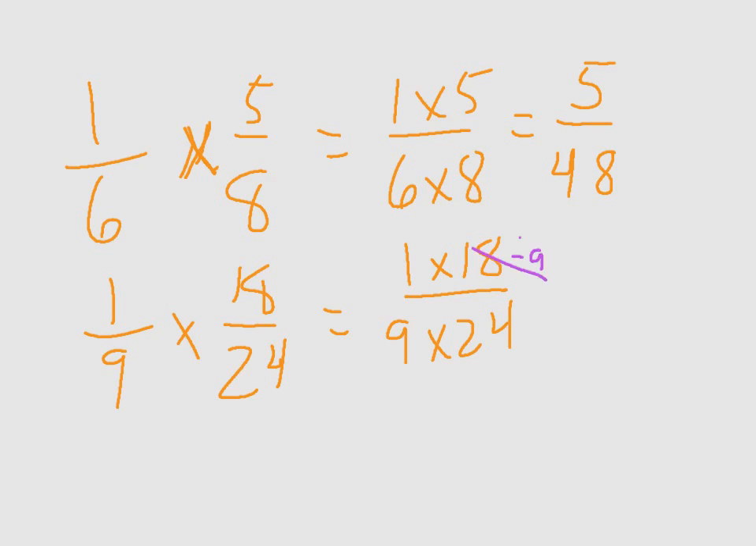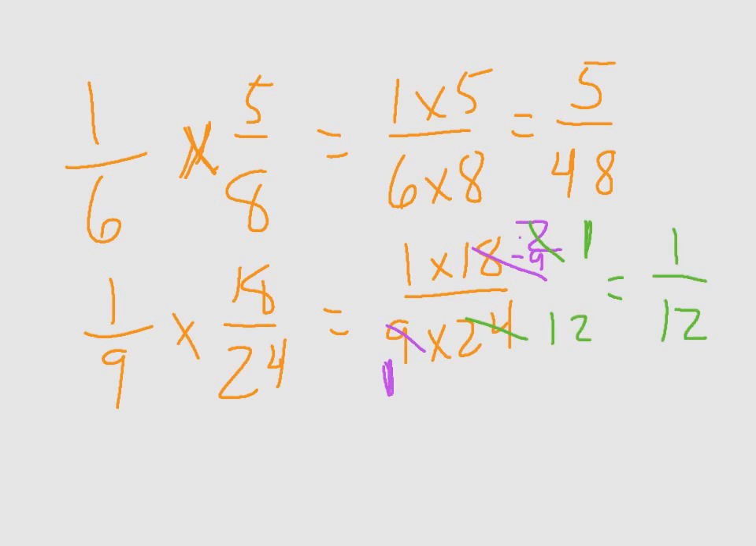So you divide by 9, so that turns into 2. And 9 divided by 9 is 1. So now we have 1 times 2 over 1 times 24. Well, I could go from there, but I also noticed that 2 and 24 are both reduced by 2. So this would be a 1, and this would be a 12. And that turns into 1 over 12.